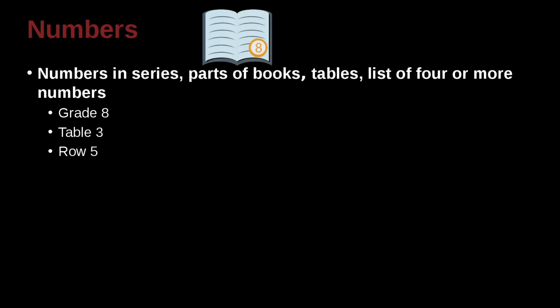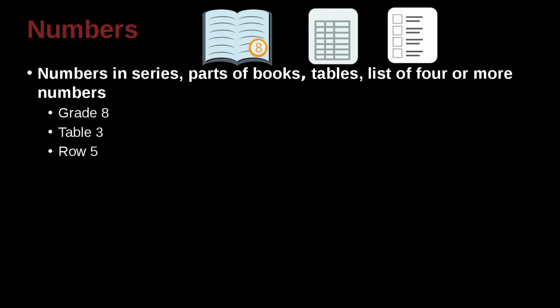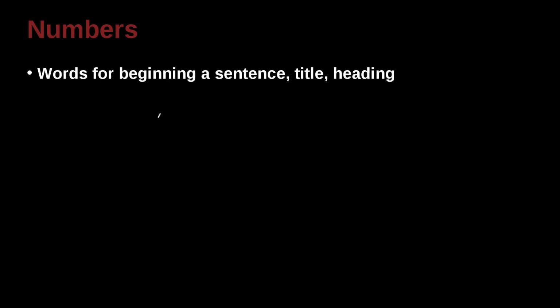Numbers in series, parts of books, tables, lists. Tables list 4 or more numbers. So for example, grade 8, table 3, row 5. These are examples of being parts of something bigger. So in that case, if it's a series, a list, or part of something bigger, then you use the number, even though it's smaller than 10.